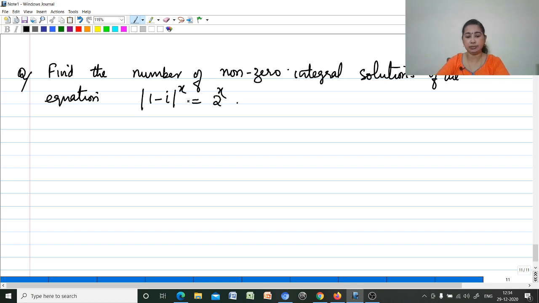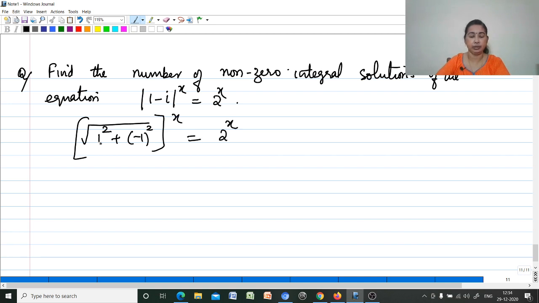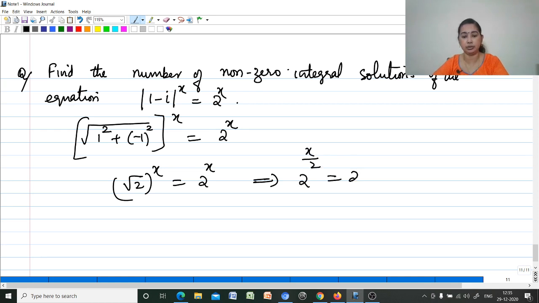So modulus of something is the root of the sum of squares. So this can be written as root of 1 square plus minus 1 square, that raised to x, equal to 2 raised to x. Then this is root of 1 plus 1, so root 2. Root 2 raised to x is equal to 2 raised to x, which means 2 raised to x by 2 is equal to 2 raised to x. Since the bases are same, powers we can equate.